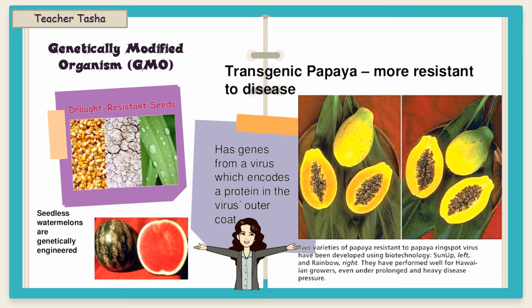These are other examples of genetically modified organisms or genetically modified plants. We have seeds that are now drought resistant, and a transgenic papaya which is more resistant to diseases. They have genes from a virus that encodes a protein in the virus's outer coat. So these papayas are better than the original. And we also nowadays have seedless watermelons. Seedless watermelons are actually genetically engineered.